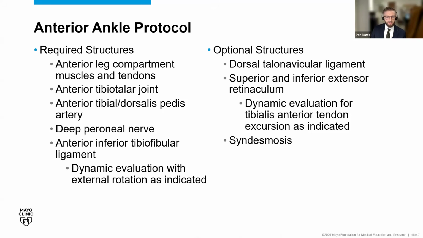Optional structures that can be included with this scan as well include the dorsotalonavicular ligament, which we'll touch on a bit later in this lecture, and the superior and inferior extensor retinaculum, which I previously explained. Dynamic evaluation can be done of these as well, and we'll talk about that. And then also the syndesmosis. Certainly, if you're concerned with an AITFL injury, you need to be concerned about tearing of that syndesmosis between the tibia and the fibula going more proximally.